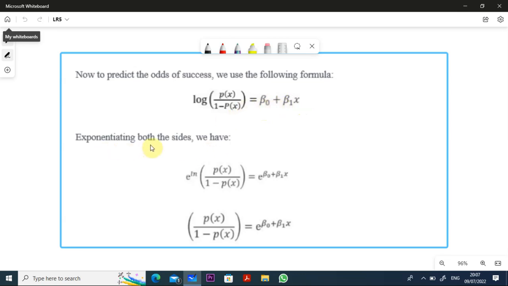Are you getting me? This is the logarithm function: the logarithm of px divided by 1 minus px is equal to beta 0 plus beta 1 x.